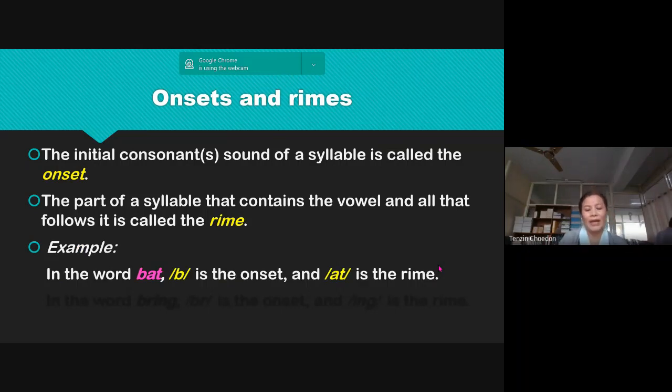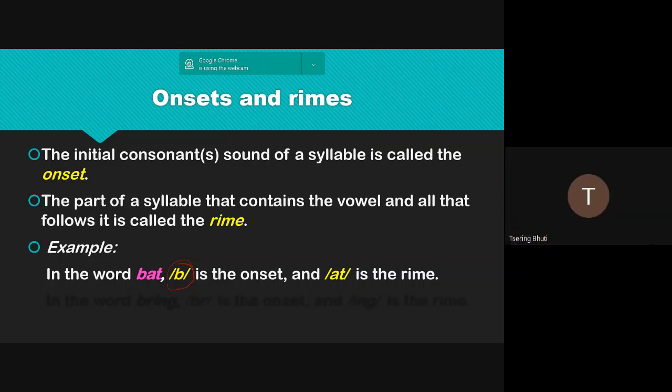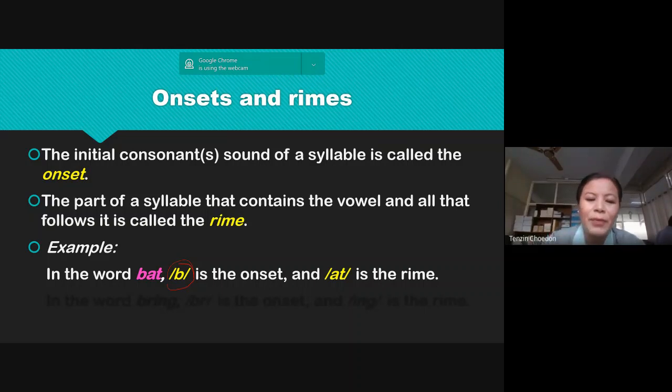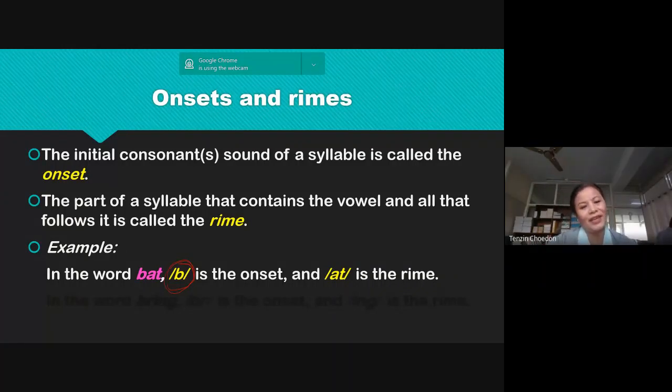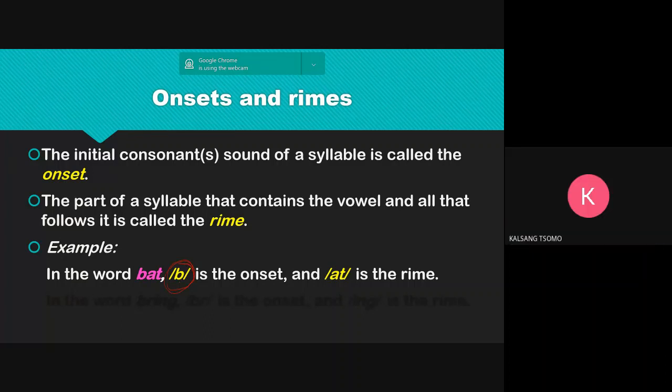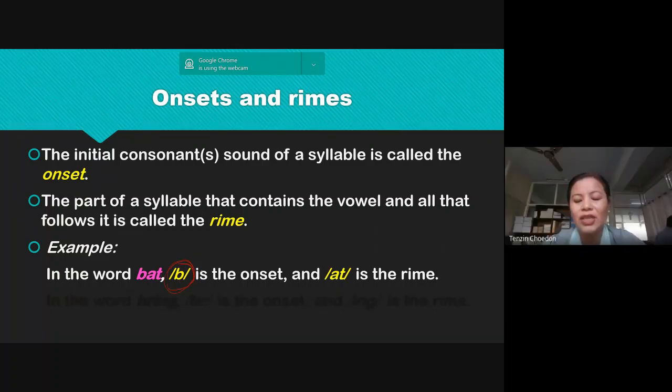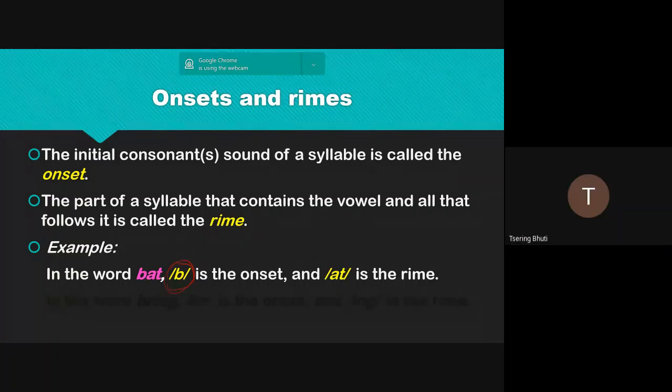See, in the word bat, I have put this one in slashes. Why do you think I have done this? It is a sound, a phoneme, which we already discussed in the last session. When we put a letter inside slashes, it represents not the letter but the sound. The sound here is b.